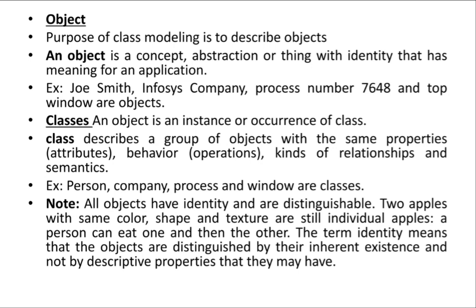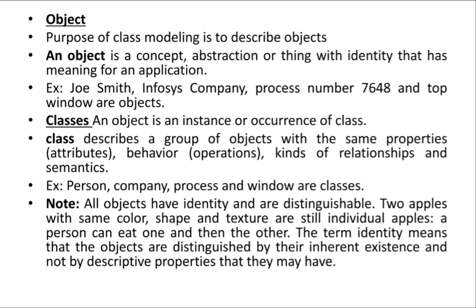For each object there should be an identification number. That means there should be a way to identify an object. For example, to identify a person, I am identifying a person using a name, Joe Smith. Process number 7648, what is it actually? It is like identification.